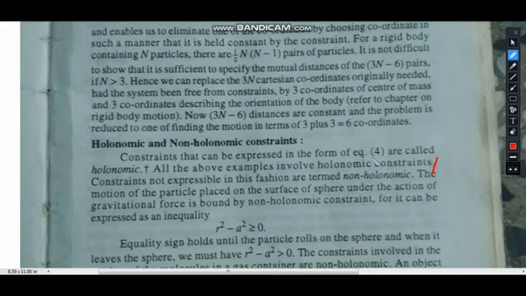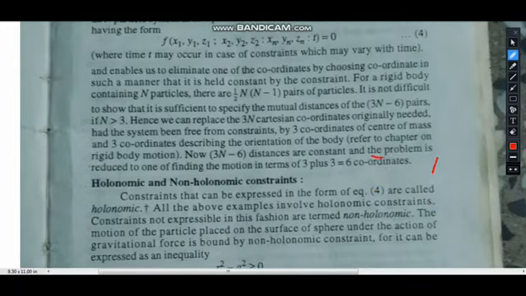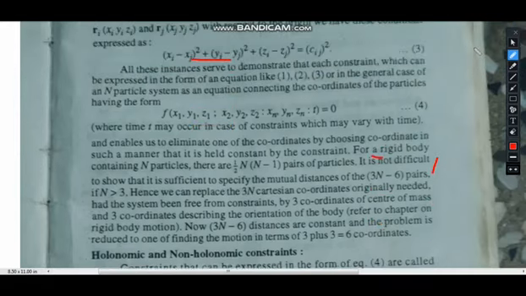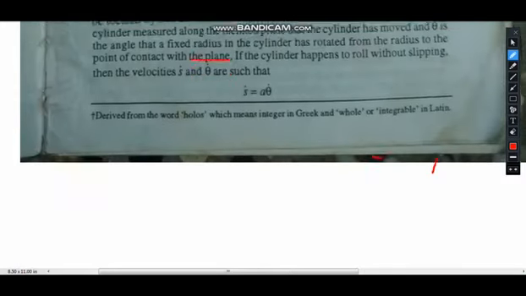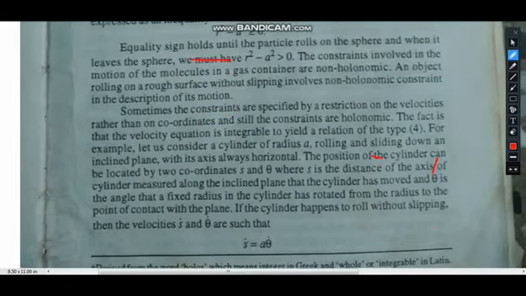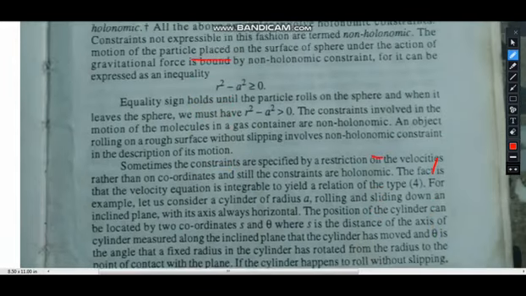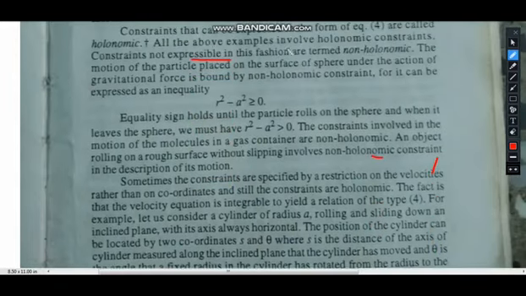So you have to write from equation 4. You have to write equation 4 once again, mention that equation, and write this sentence. Then you have to give an example from the above 4 examples. You can give the third example for holonomic constraint. Then you have to come to the non-holonomic constraint. In the next line you have to write: constraints not expressible in this fashion are termed as non-holonomic.